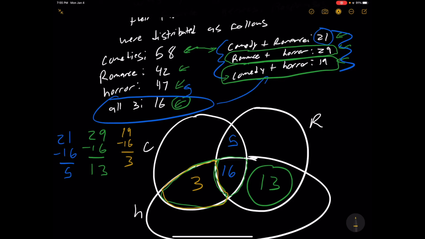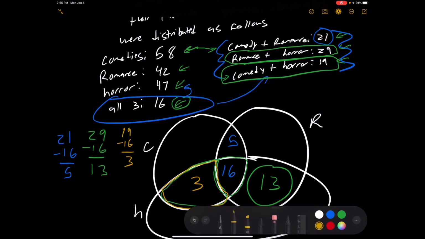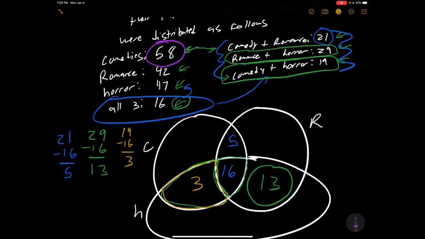And now with these last ones, we do the same type of thing. Switch my color again. We will start with comedies. We're in our last 3. They're all weighted the same, so it doesn't matter which we start with. We have 58 people who like comedies, but 3 of them also like horror movies, 16 of them like all 3, and 5 of them also like romance movies.